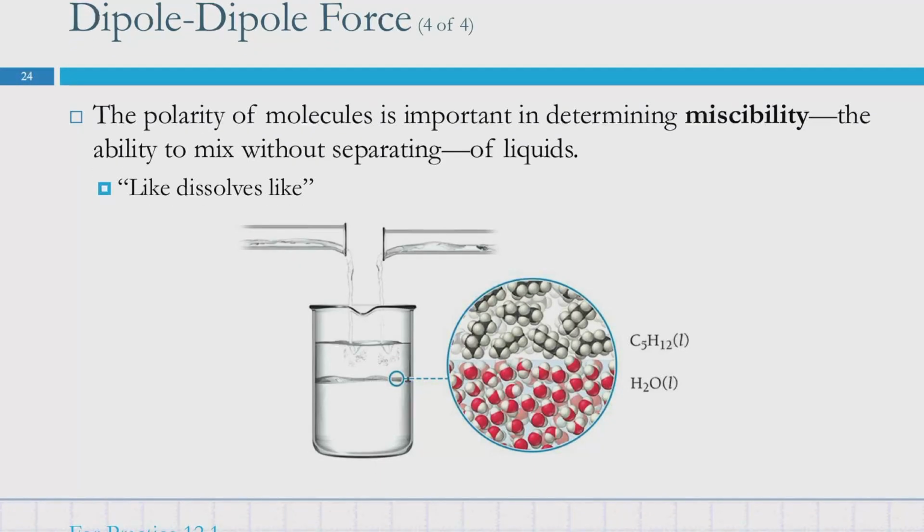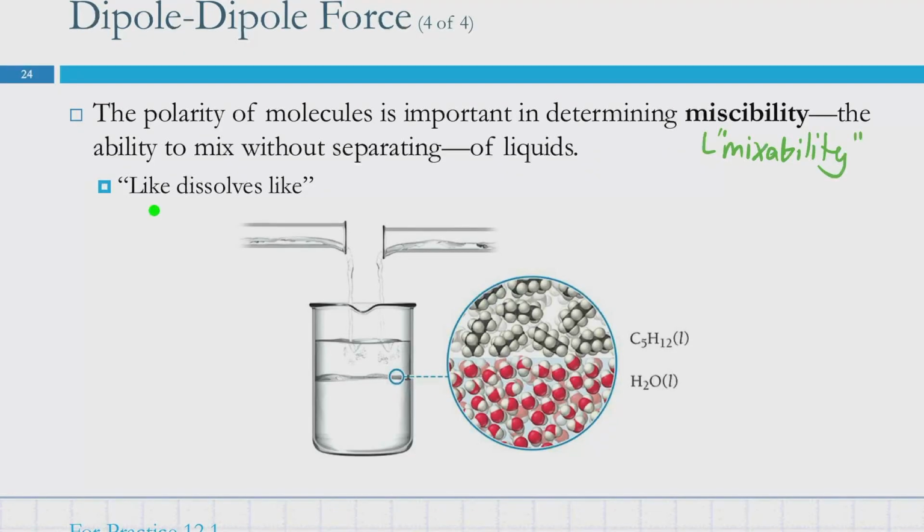Polarity, I feel like we've talked about it, but it's important for determining whether two things will mix together, which we call miscibility. You can sort of think of miscibility as mixability, whether the two things will mix together. I'm sure that's overlooking a crucial key detail, but that'll get you most of the way there at least. The phrase that we use in chemistry is like dissolves like. So things that are polar dissolve things that are polar. Things that are nonpolar dissolve things that are nonpolar.